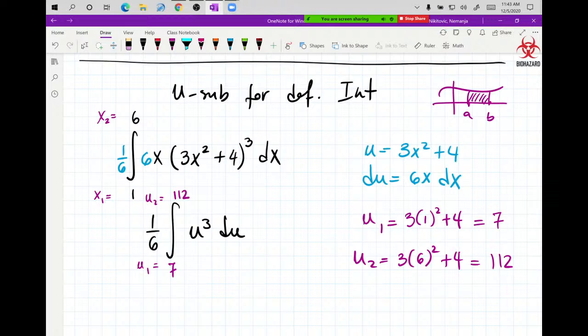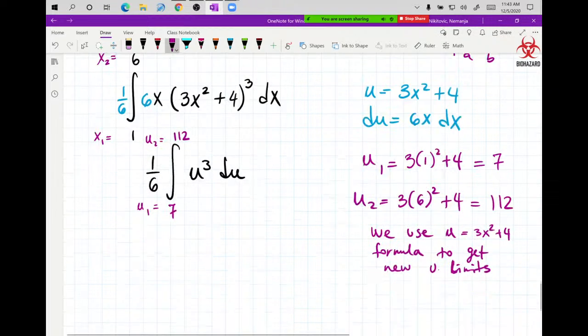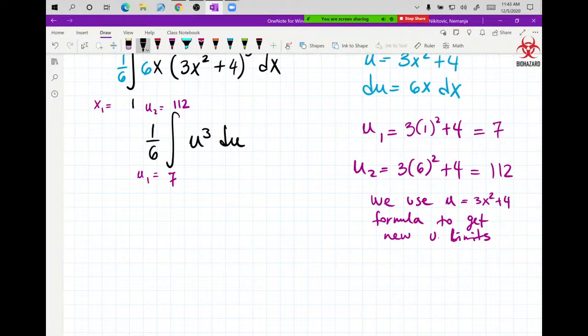So we use u equals 3x squared plus 4 formula to get new u limits of integration. So now, as you can see, my problem turned into a joke, apart from having 112 up there, but that's the job for the calculator.